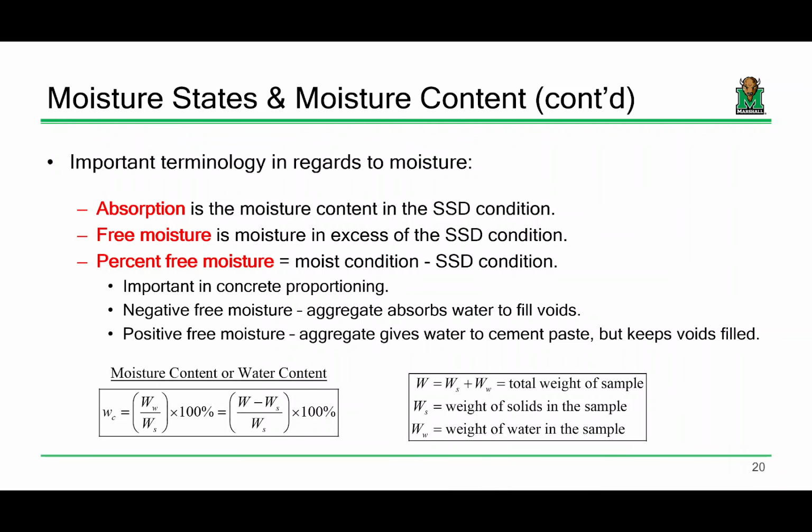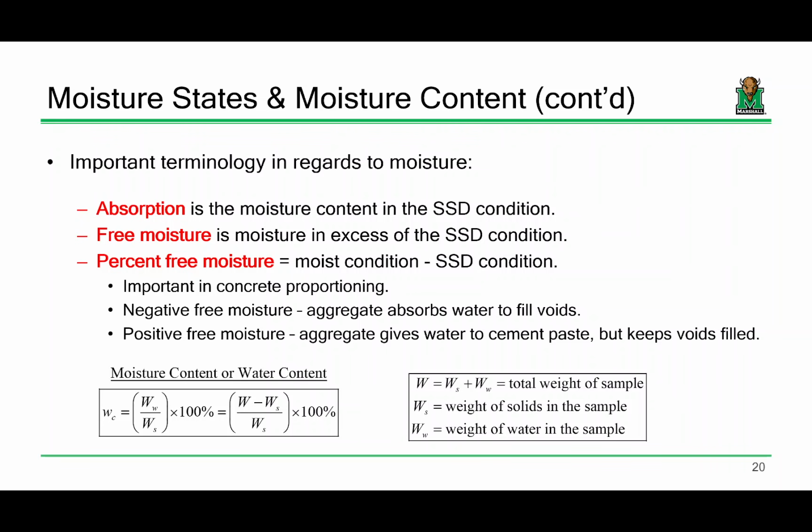In other words, remember, what is saturated surface dry? It's the sponge with all the pores filled, but the surface dry. So that moisture state is when the sponge has absorbed as much water as it can internally. So we call that moisture state absorption. So absorption is the moisture state at SSD, at the saturated surface dry condition.